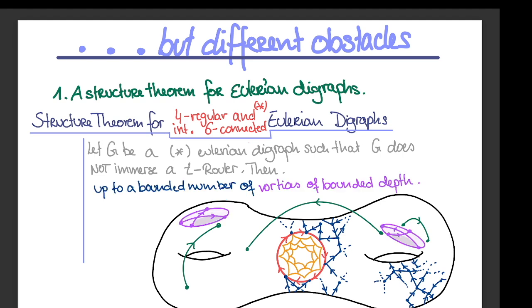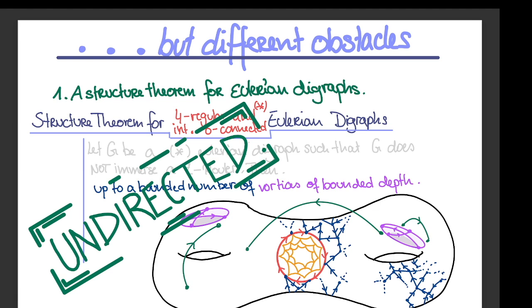And then there are some regions called vortices that are also not Eulerian embeddable, so they may have vertices that allow you to cross paths, or they may have non-planarity, but they are somewhat tamed. They are of bounded depth. That is, you don't have a lot of paths going from one side to the other side. And so, in a sense, you have a structure theorem similar to the undirected one.